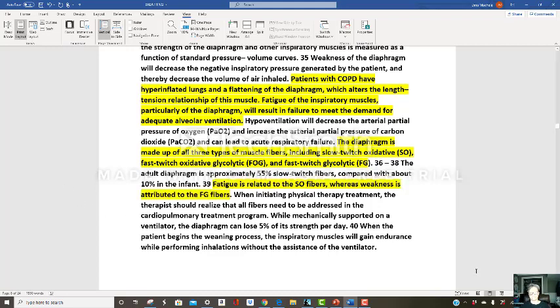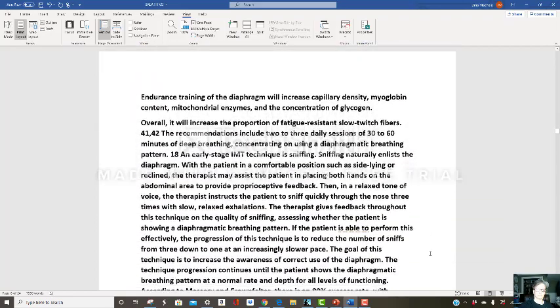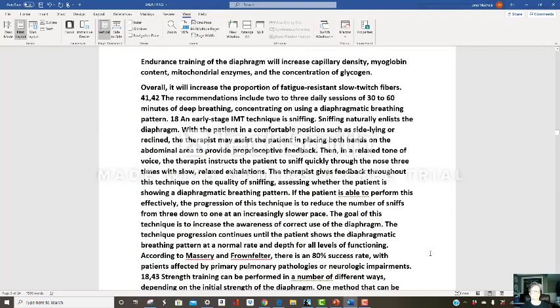While mechanically supported on a ventilator, the diaphragm can lose 5% of its strength per day when the patient begins the weaning process. The inspiratory muscles will gain endurance while performing inhalations without the assistance of the ventilator. Endurance training of the diaphragm will increase capillary density, myoglobin content, mitochondrial enzymes, and the concentration of glycogen. Overall, it will increase the proportion of fatigue-resistant slow-twitch fibers.